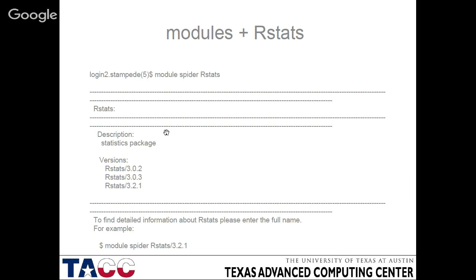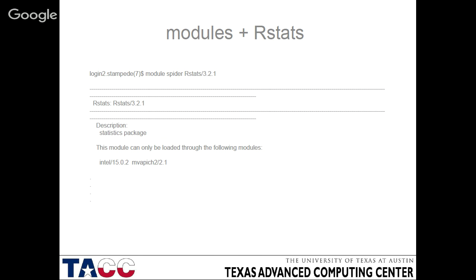If you want to load R, you can use module spider RStats. You can see there are 3 versions of R available. The latest one should be 3.2.1. Do you know when we're going to get the new one? There's a 3.2.2. Oh, you can install it in your home directory by yourself. Awesome. I will teach you how to install in your own directory later in these slides.